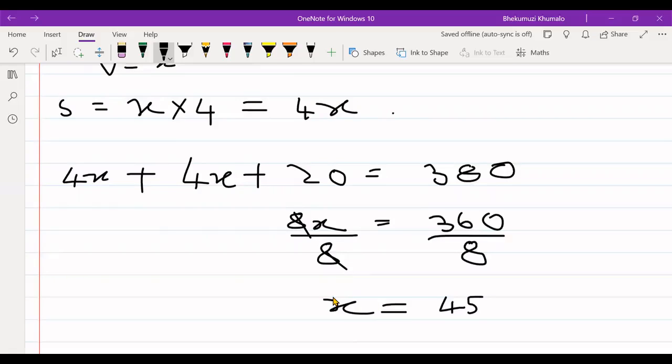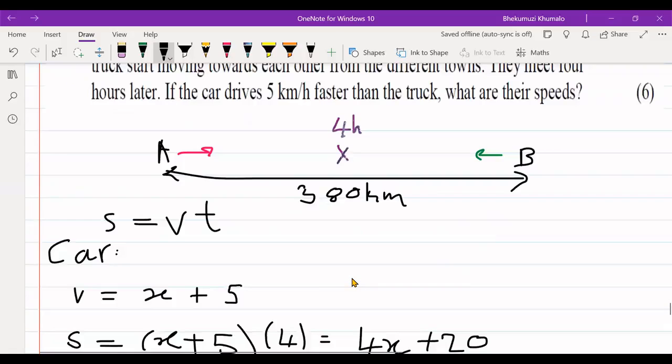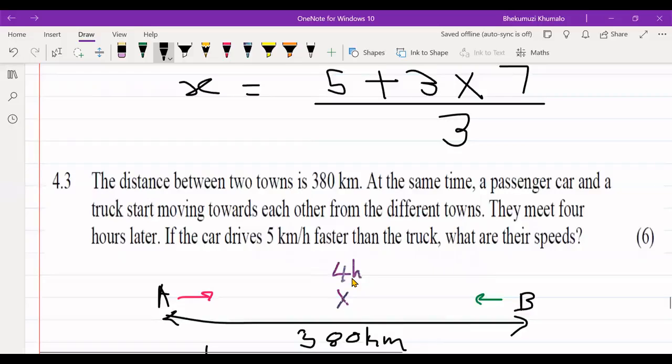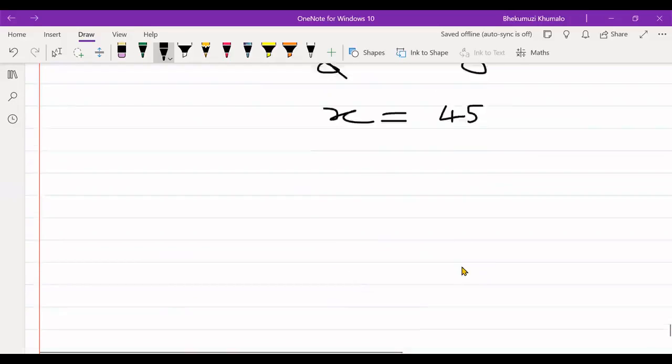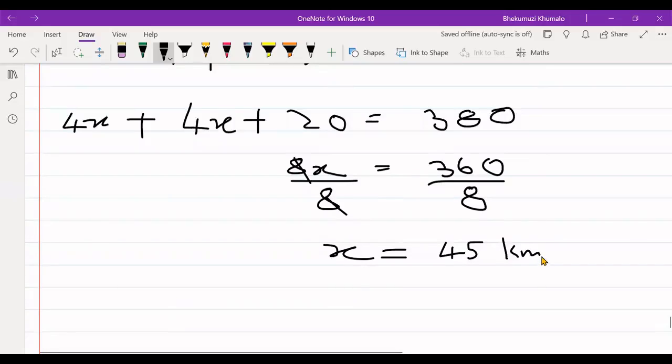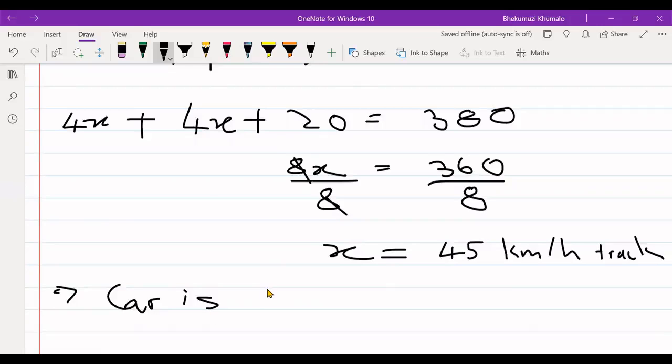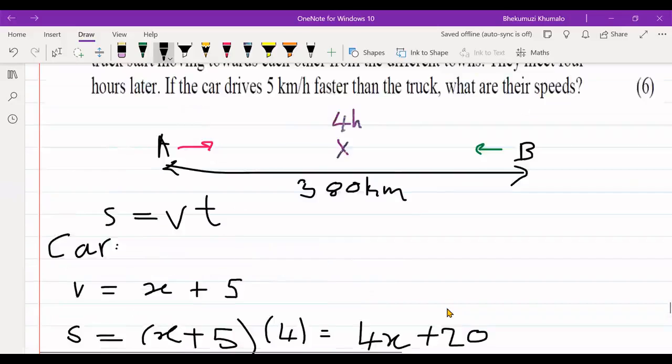So now we know the speed of the truck, right? The speed of the truck is 45 kilometers per hour. And this is the truck. The only thing we need to say for the car is 5 more, so it's 50 kilometers per hour. And basically, that's how we did this question.